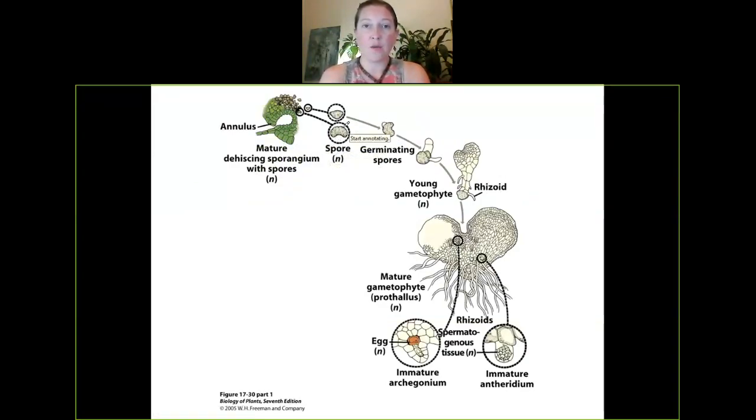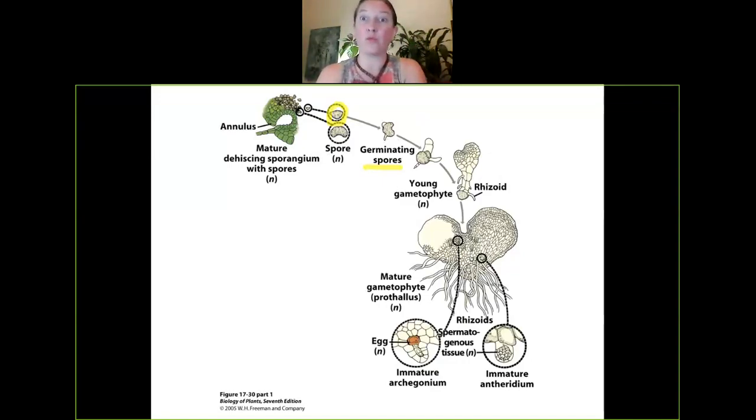Here, let's just look at one spore. This is one spore, which is haploid, because it already went through meiosis. And the spore is going to fly out on the wind, land somewhere, and start to grow. Grow via what process? When you think grow, what process is happening there? Mitosis. So the spores are going to grow.